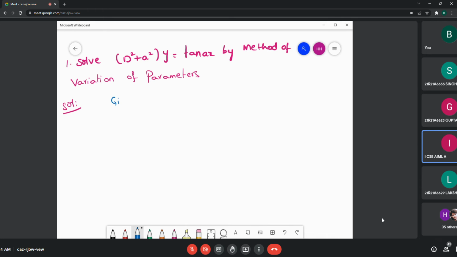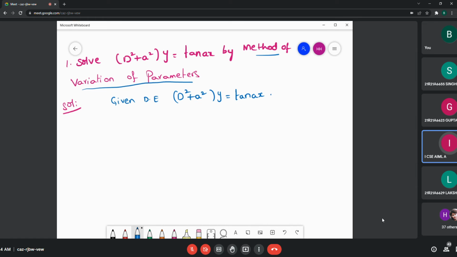So write the given differential equation. The given differential equation is (d square plus a square) y is equal to tan ax. See the given differential equation: here the order is two, a second order differential equation. So for a second order differential equation we have to use the variation of parameters. In the problem they clearly mentioned the variation of parameters, so by the method of variation of parameters we have to solve this differential equation.